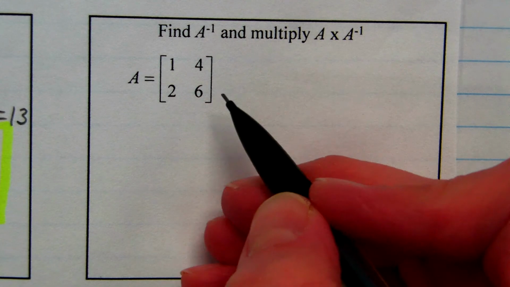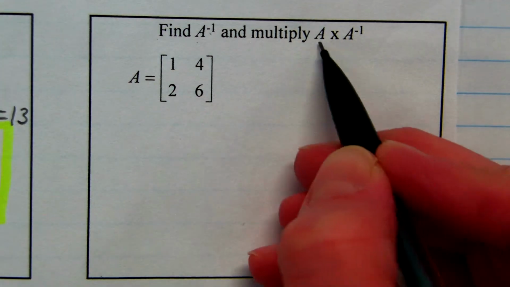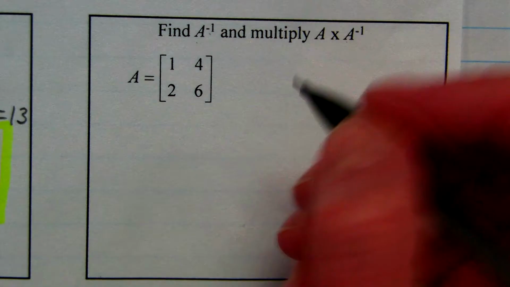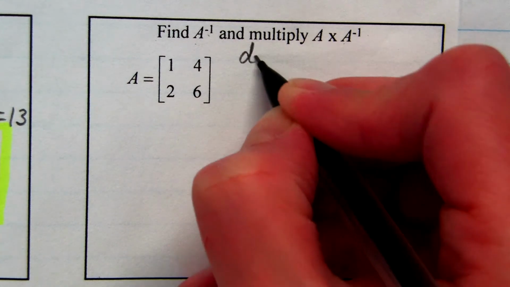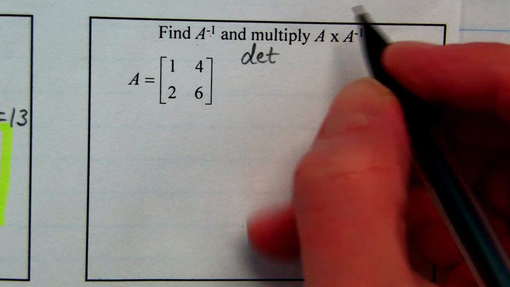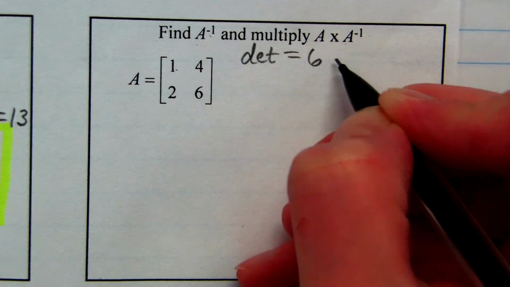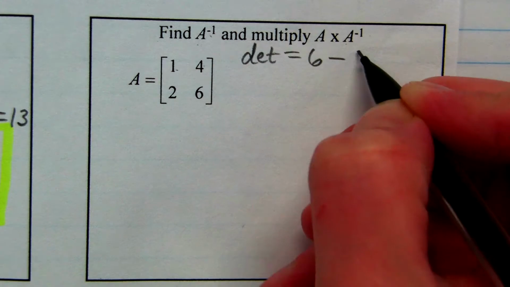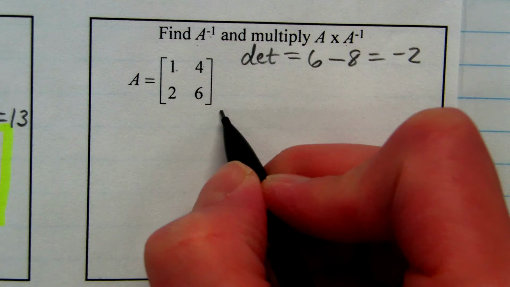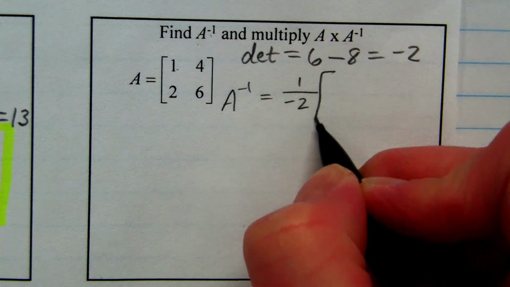All right. So it says find the inverse of A and then multiply A by A inverse. So this is going to take a couple of steps. So let's first, I'm going to start up here and try to save some room. We're going to find the determinant of A. So the determinant, if I take 1 times 6, that's 6. Subtract 2 times 4, which is 8, so we're going to get -2. So if I do A inverse, I'm going to have 1 over -2.